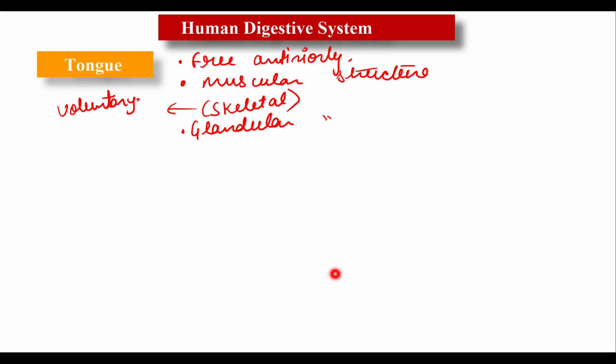Voluntary muscle means those which are under your control, whose movement can be controlled by you. If you want to speak, you can speak. If you want to shut your mouth, if you don't want to move your tongue, it is under your control. Such movement is known as voluntary, and voluntary movement is due to skeletal muscles. Here richly supplied blood vessels are also present.